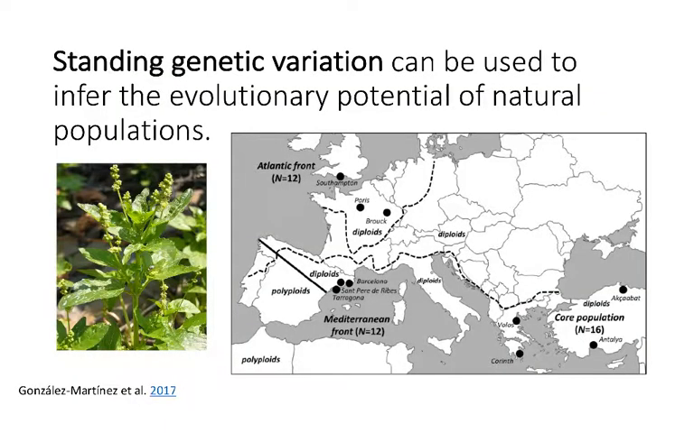Another technique you can use is to identify standing genetic variation. Standing genetic variation can be used to infer the evolutionary potential. Again, if we go back to this hypothetical example, the more colors you have in here, the more standing genetic variation you have. Standing genetic variation basically just means a lot of different potential genotypes.